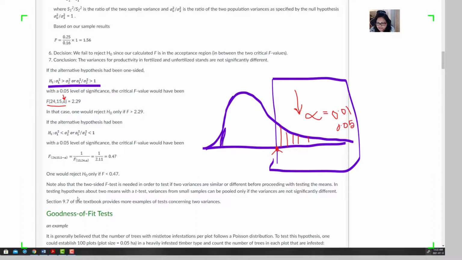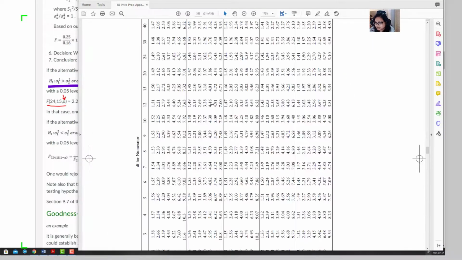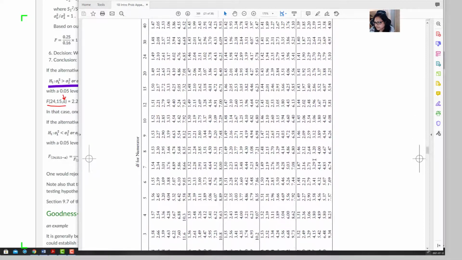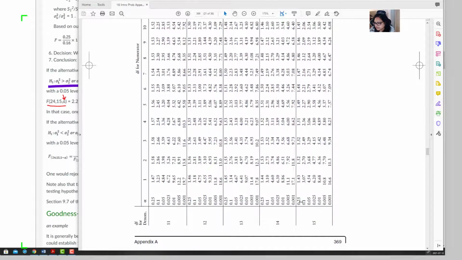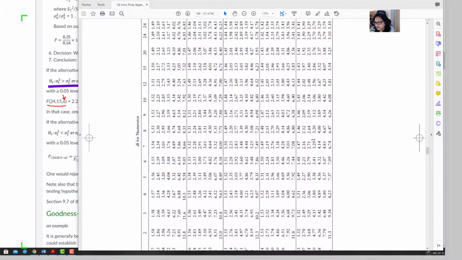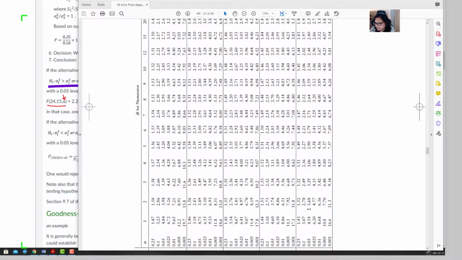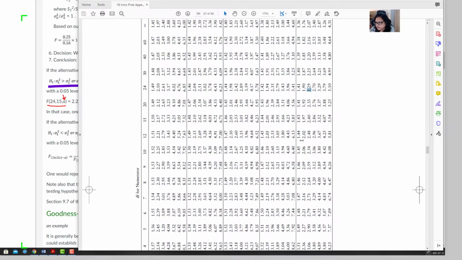Then you can go back to your table and look for 24 for V1 and 15 for V2. Over here you can see the first columns are for 0.25, 0.1, 0.05. So if the level of significance is 0.05, then you have to use that, versus 0.1. So based on what you use, you can choose them.